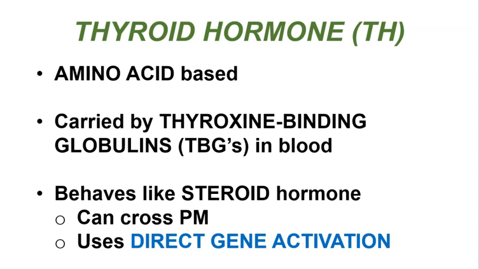It also functions like a steroid hormone because thyroid hormone has the ability to cross the plasma membrane of target cells, and the receptors for the hormone are located inside of the cell. It also uses direct gene activation to exert its effects on the target cell, in just the same way that steroid hormones do.